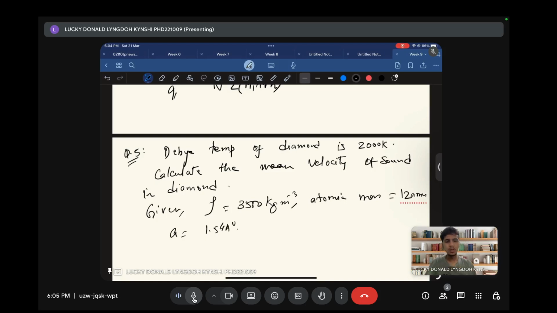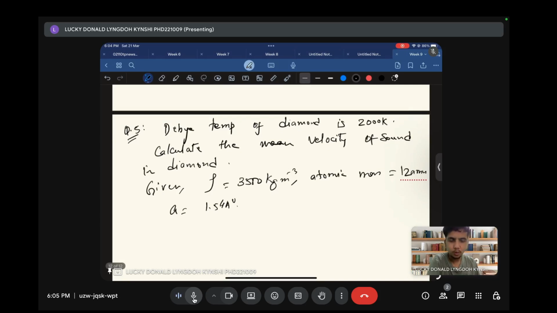You can look at the question yourself, I have just cut it short. The density is given, the atomic mass is given, and the lattice spacing is also given, 1.54 Angstrom. What do you need to calculate? The first one is the mean velocity, and the second one is to estimate the frequency of the dominant mode of vibration. So you have to find out the velocity and what type of modes is dominant at this temperature.